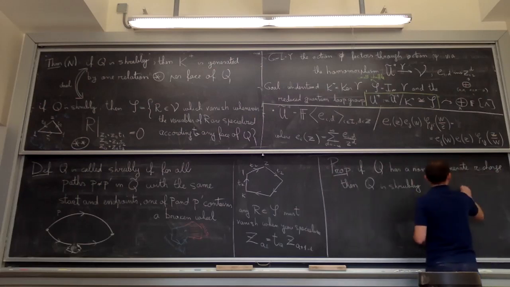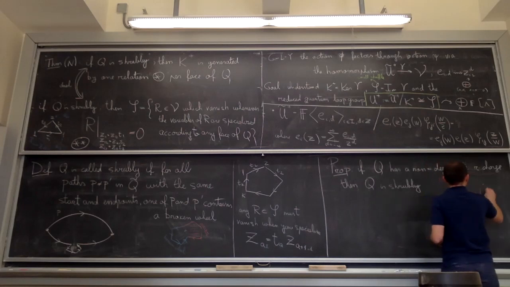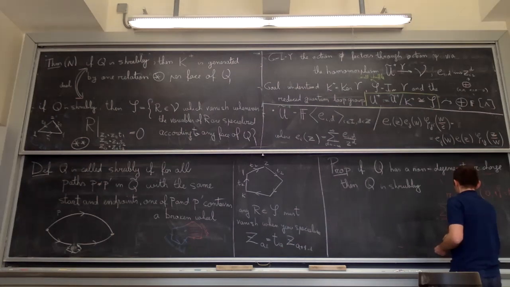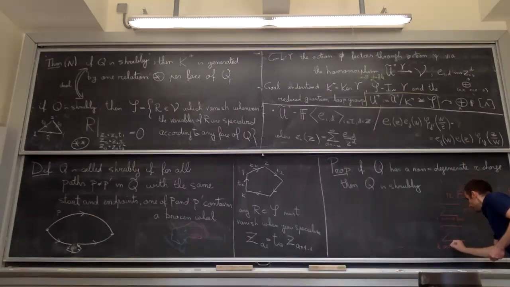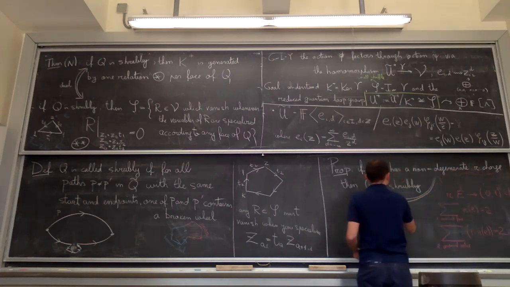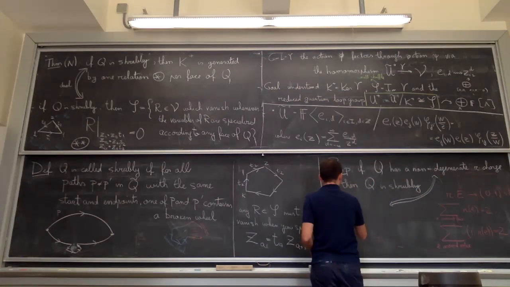Essentially, non-degenerate R charge means that you have a function from the set of edges to the interval (0,1), such that if you sum R of E over all edges around any face, you get 2. And if you take the sum over all edges around every vertex of 1 minus R of E, you also get 2. This is a consistency condition which I've seen in all of these fields, and it implies shrubbiness. I should say, by the way, that the existence of this non-degenerate R charge is equivalent to Q being drawable isoradially.